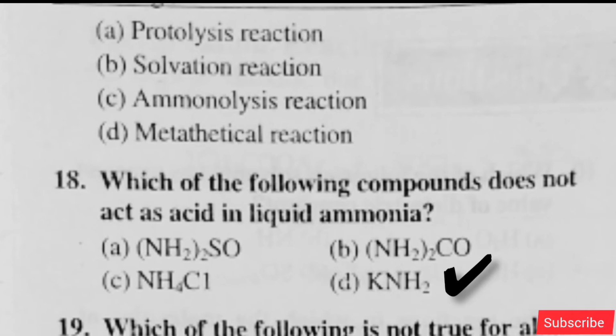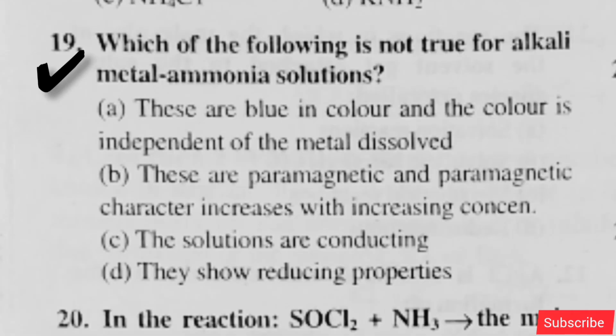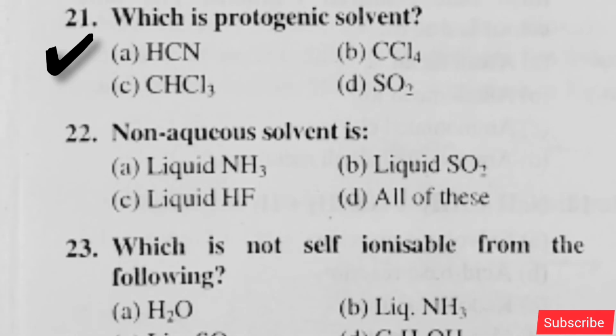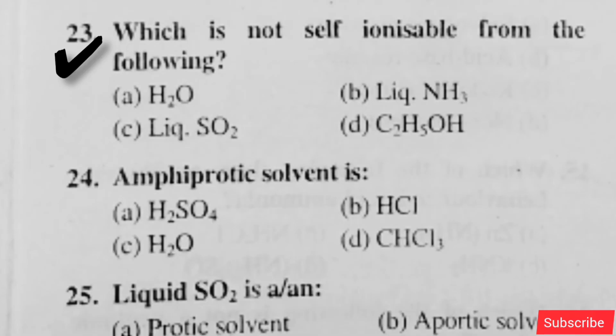Option D is right. Which of the following is not true for alkali metal ammonia solution? Option B is right. Which is protogenic solvent? Option A is right. Non-aqueous solvent is all of these. Option D is right. Which is not self-ionizable from the following? Option D is right. Amphiprotic solvent is.